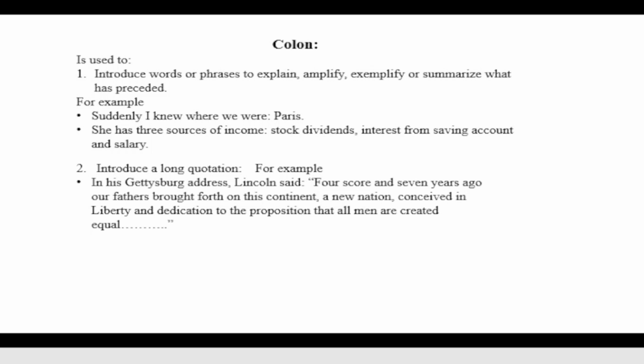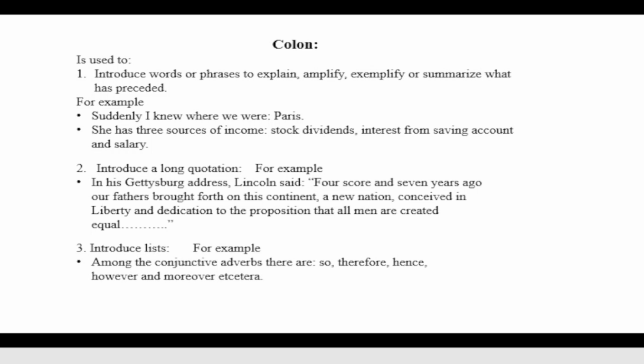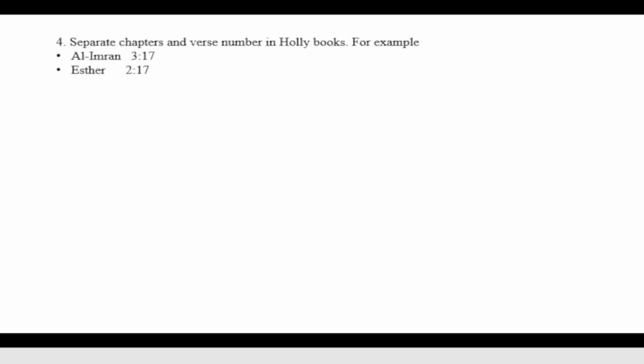2. Introduce a long quotation. For example, in his Gettysburg Address, Lincoln said: "Seventy-seven years ago our fathers brought forth on this continent a new nation, conceived in liberty and dedicated to the proposition that all men are created equal." 3. Introduce lists. For example, among the conjunctive adverbs there are: so, therefore, hence, however, and moreover, etc.